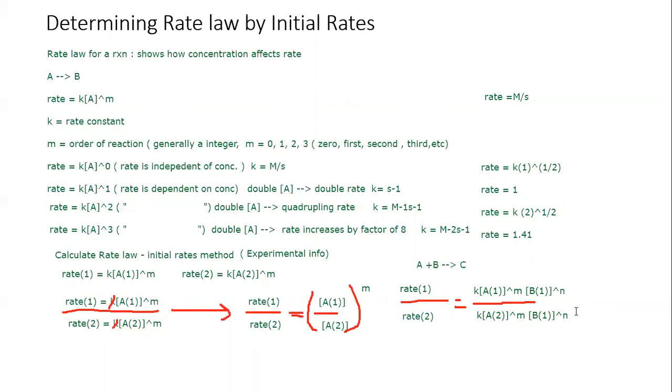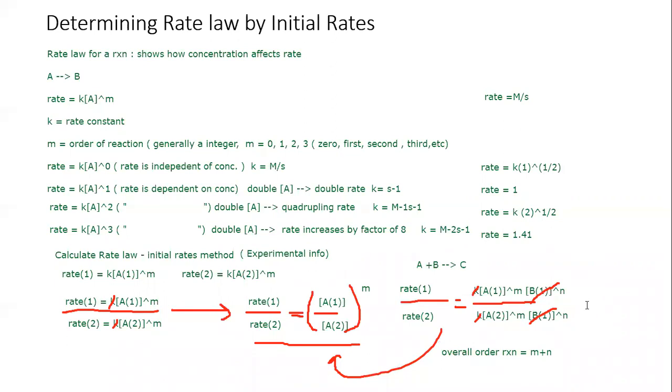If you can't, then you can still do it. Once you know the order of reaction of one, you can solve for the other. So what happens in this case is that the B's cancel because they're the same, and the K's cancel. So then it simplifies back down to this. And then you would find the order of reaction of A, and then do the same thing for B to find the order of reaction of B. And what you have then is what's called the overall order of reaction, which is M plus N.